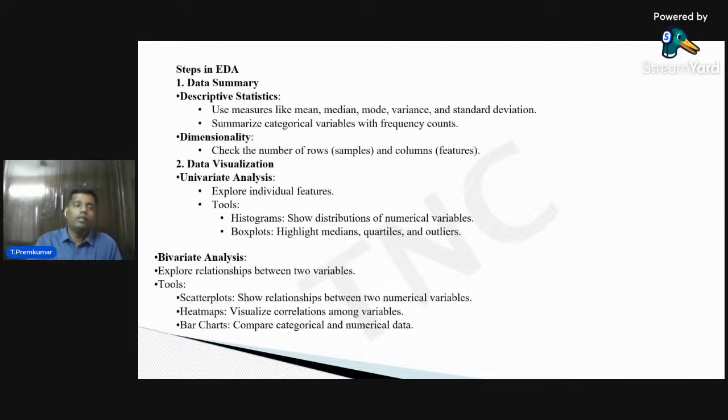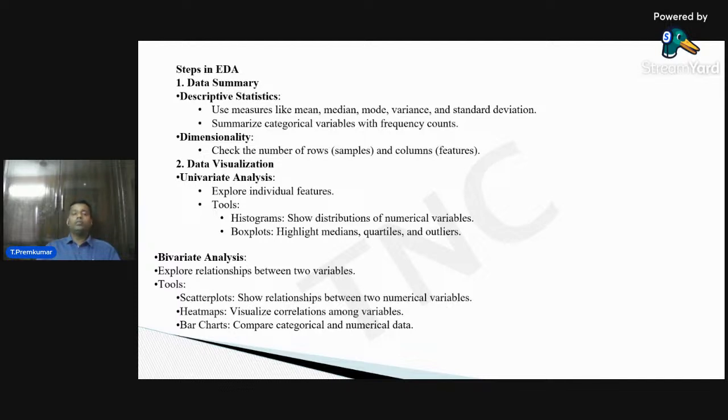With this continuation, we'll have the EDA steps. The first one is the data summary. Descriptive statistics use measures like mean, median, mode, variance, and standard deviation. After doing all the measure process, we go for the summarization and find out the critical variables which frequently count. And dimensionality checks the number of rows and columns, that is, the samples as well as the features.